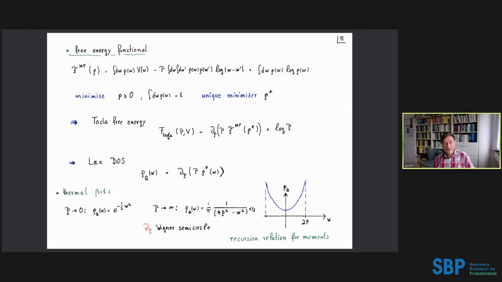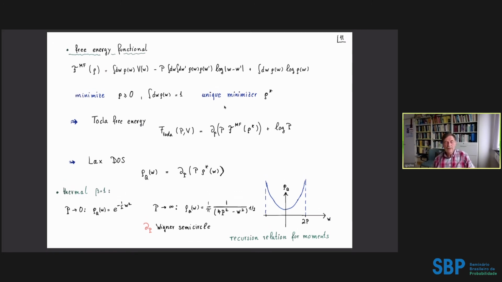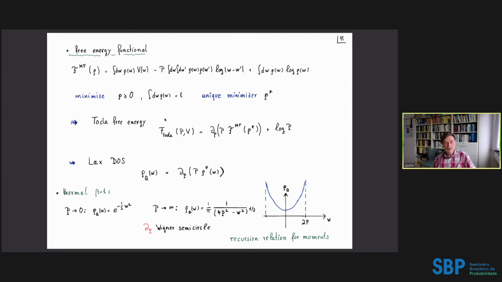according to the prescription of my formula. So if I want to get the Toda free energy, I have to take this mean field energy evaluated at the minimizer, and then take the derivative with respect to p. The p sits over here in this functional. Okay, so it's a little bit involved, but it's very explicit. And of course, if you really want to compute what the minimizer is, you will have to use the computer. But nevertheless, it's a very concise formula.